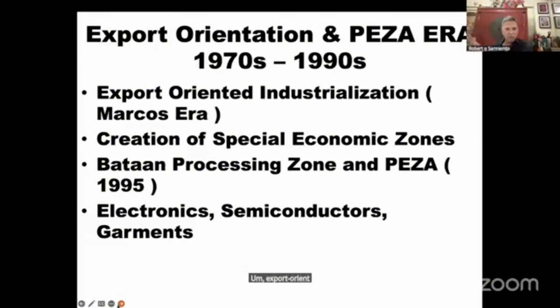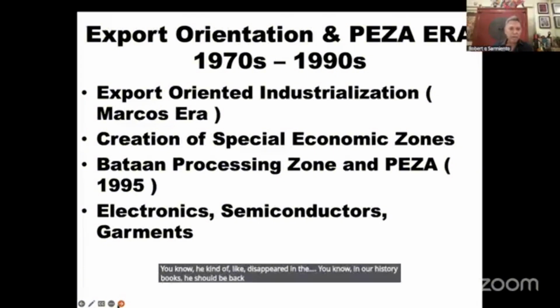Export-oriented. Now we move fast forward to the 70s and to the 90s. Yan na, pumasok na mga PEZA. PEZA era. Export-oriented industrialization. We got to thank President Marcos, as much as he kind of disappeared in our history books, he should be back there. Marami nagawa si Marcos. He created also the special economic zone. We've got the Bataan processing zone in PEZA in 1995. And then electronics, semiconductor, and garments were again getting more active.